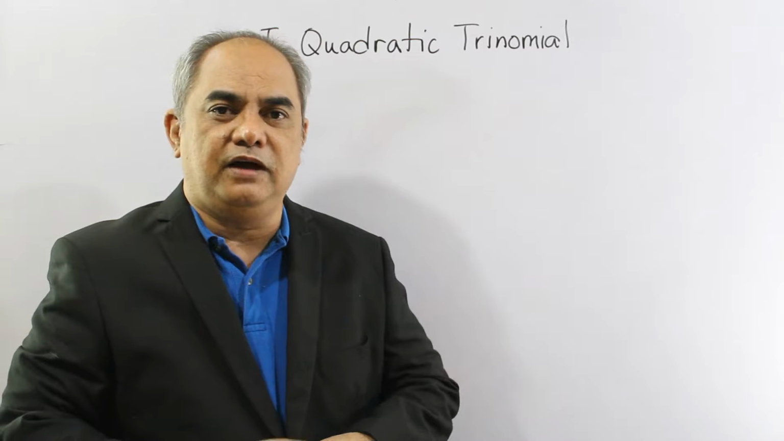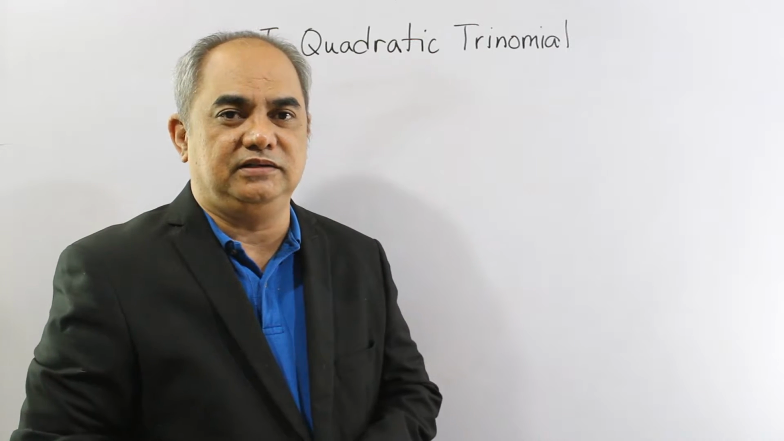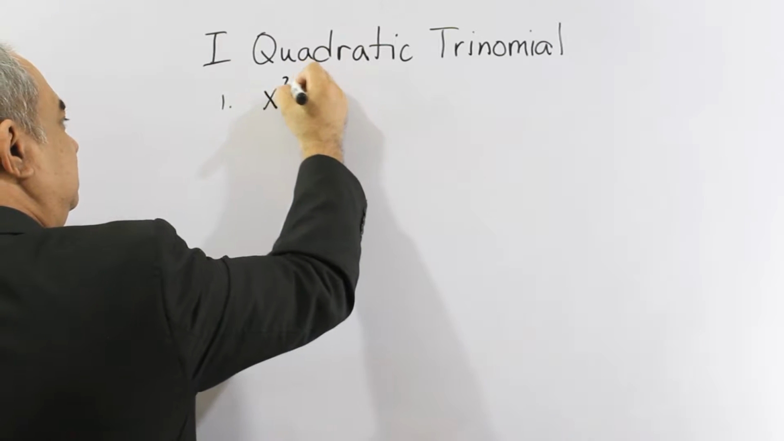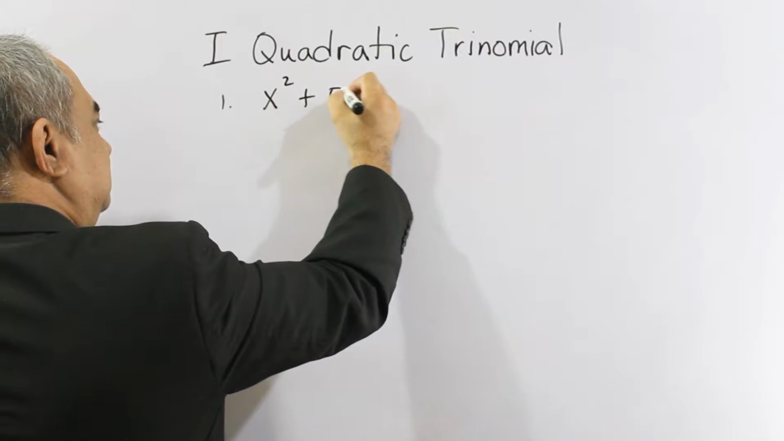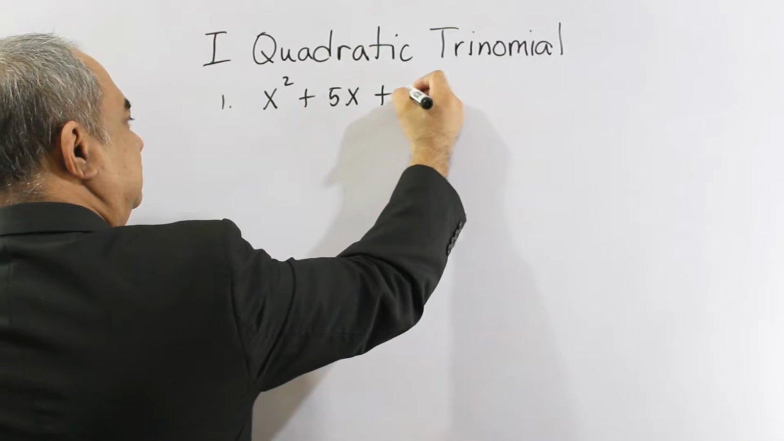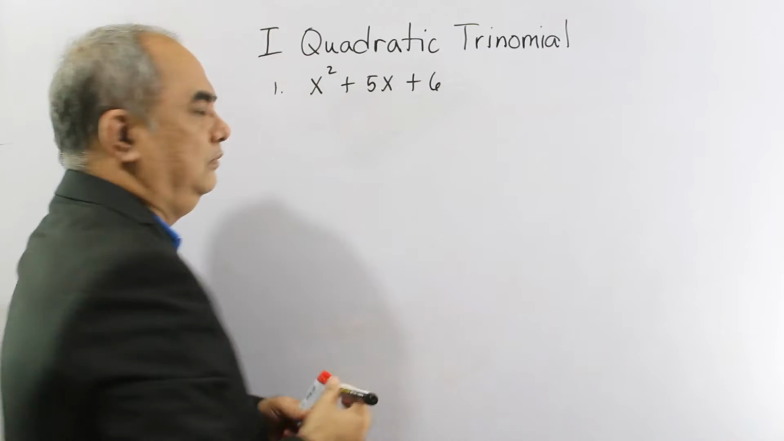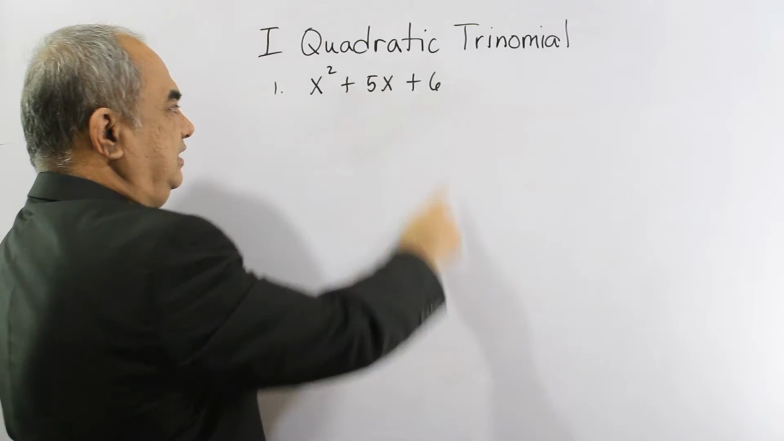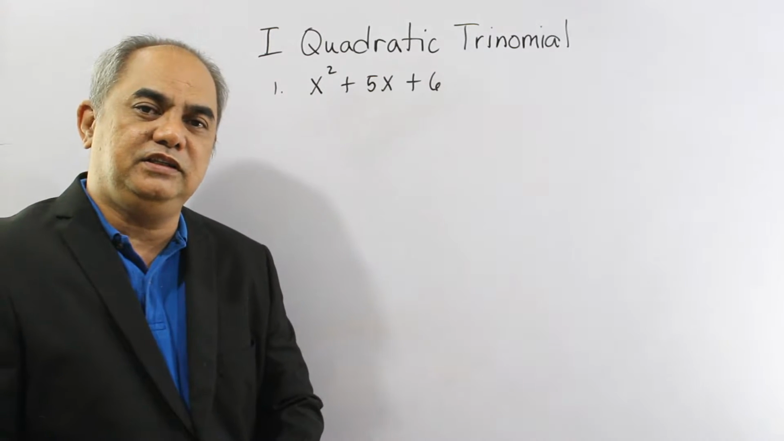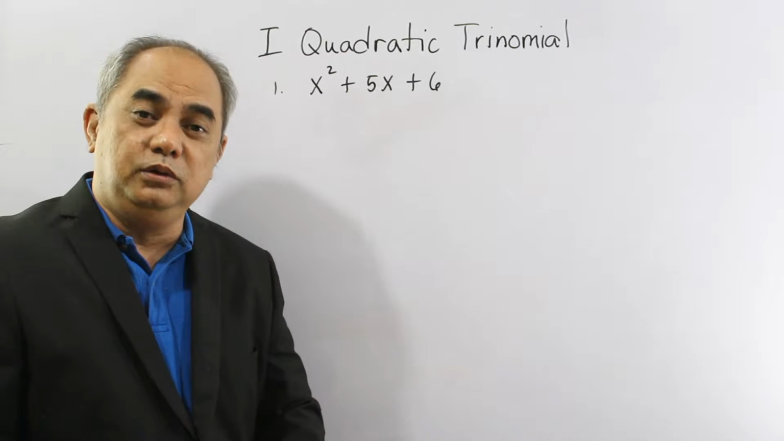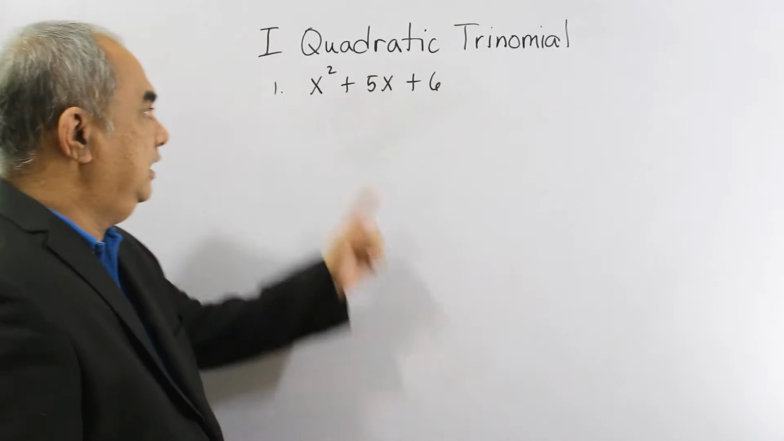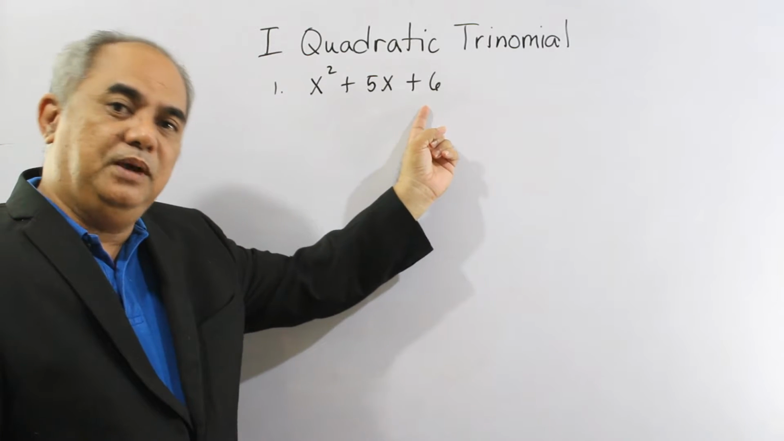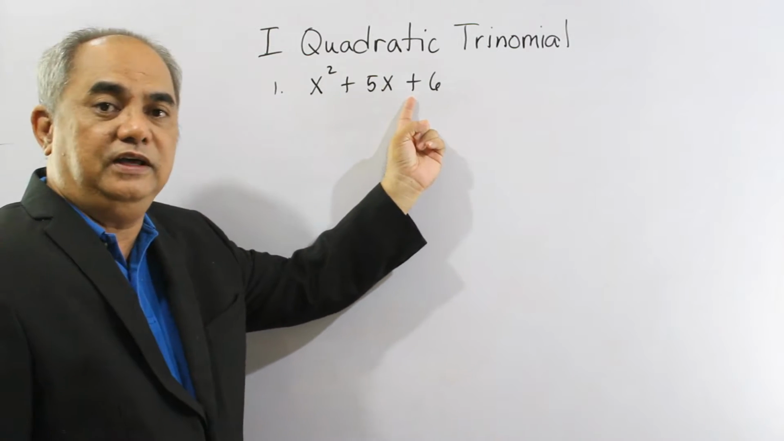The first factoring is what we call quadratic trinomials. Here's the first example. Okay, we have an expression like x squared plus 5x plus 6. Alright, the first thing that you have to remember is to look at the sign of the last term. This is the first term, the second term, and the last term. Remember, concentrate on the sign of the last term.